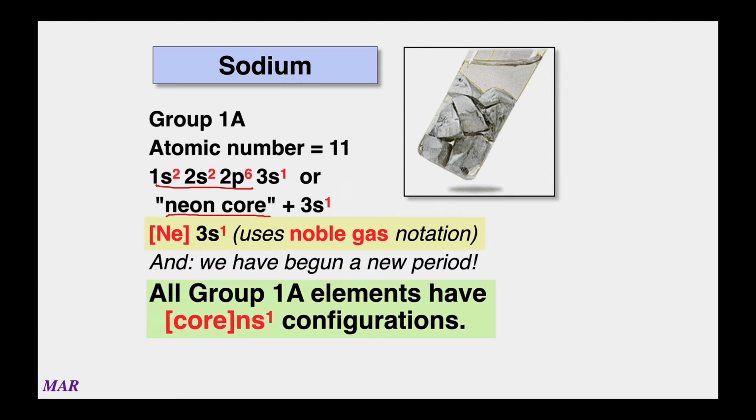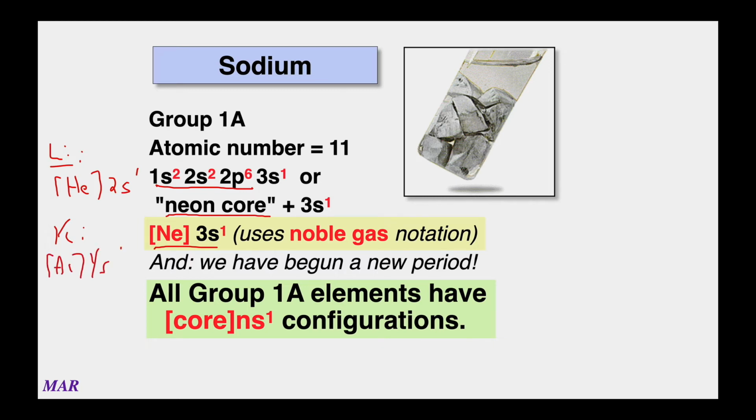Another thing that's interesting, all group 1A elements have a noble gas core ns1 configuration. We saw lithium earlier was 1s2, 2s1. So lithium is really like a helium core 2s1 configuration, and you can see here how sodium is a neon core 3s1. Potassium, right below it, is argon core 4s1.